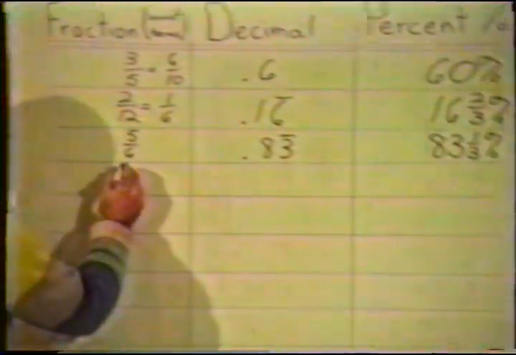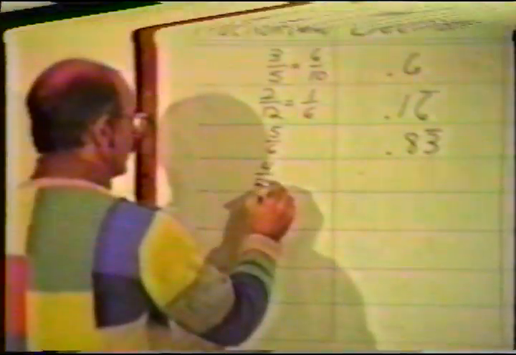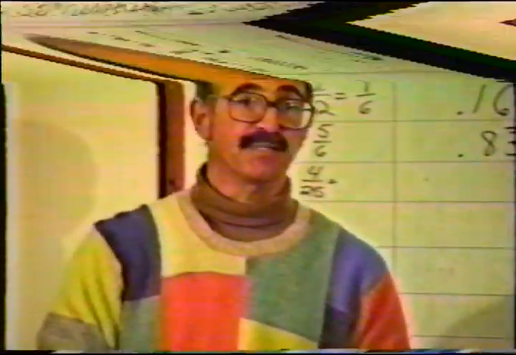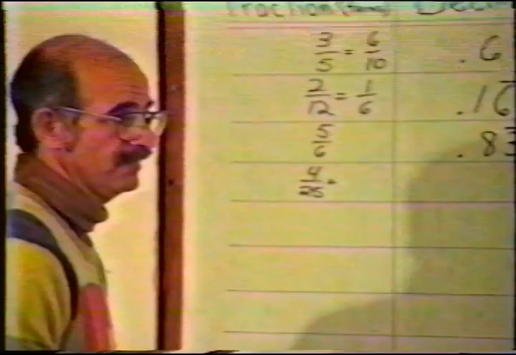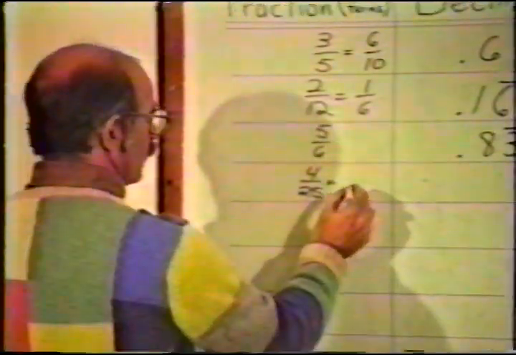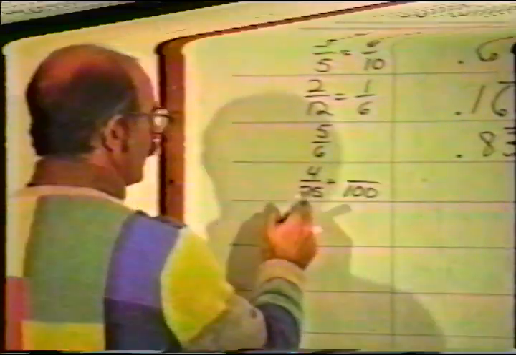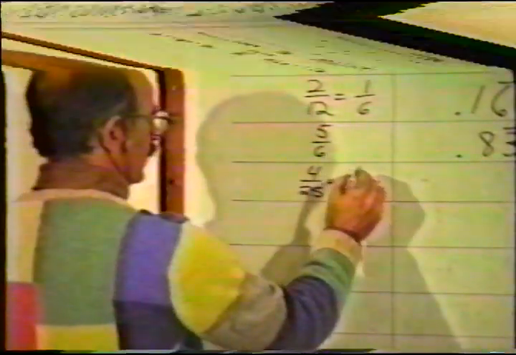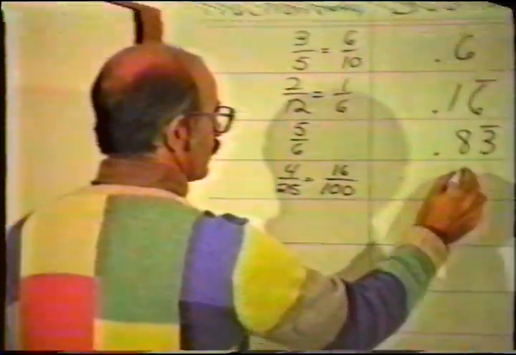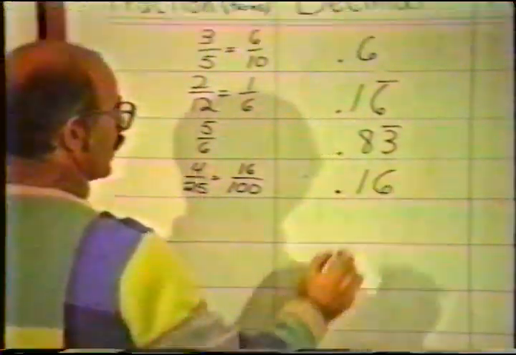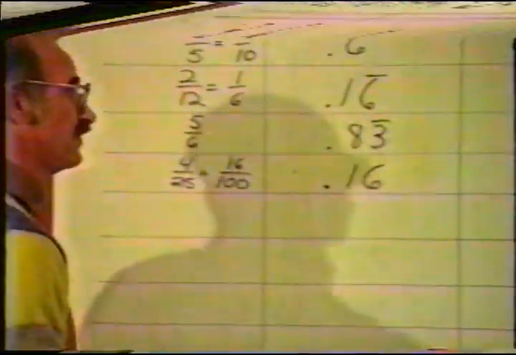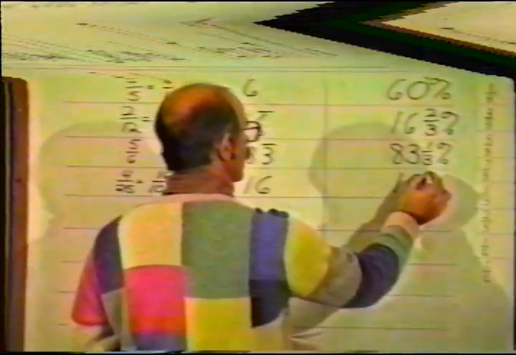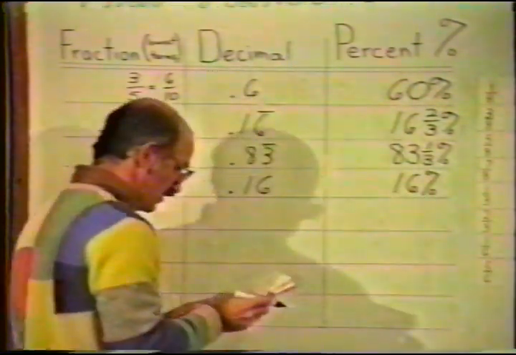The next one is the fraction 4/25. Can we raise it to higher terms to get 10 or 100 on the bottom? Yes. We can raise it to hundredths. How many 25s in 100? 4. Times 4, 16. 16 hundredths, written as a decimal as 0.16. And how much percent is that? 16%, just by moving the decimal point 2 places to the right and adding the percent sign.